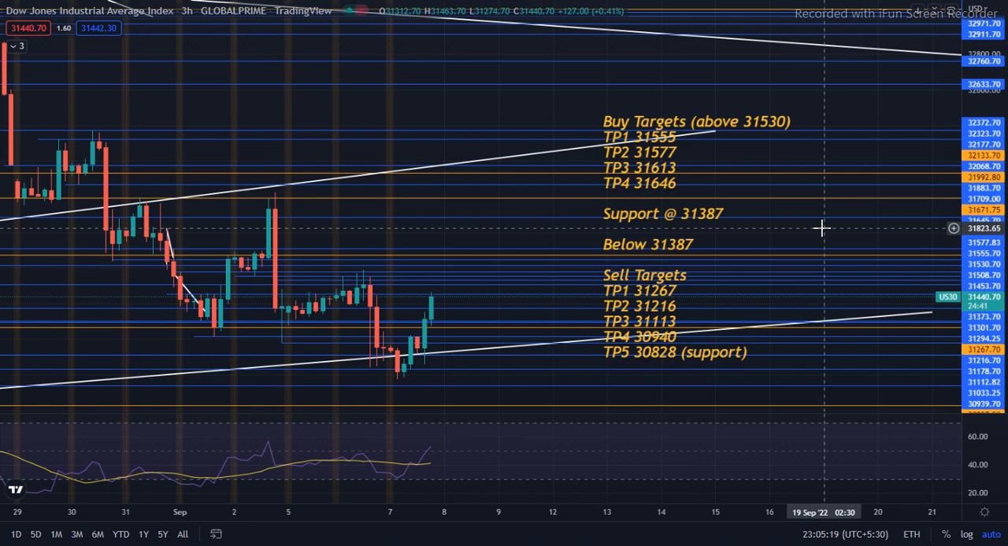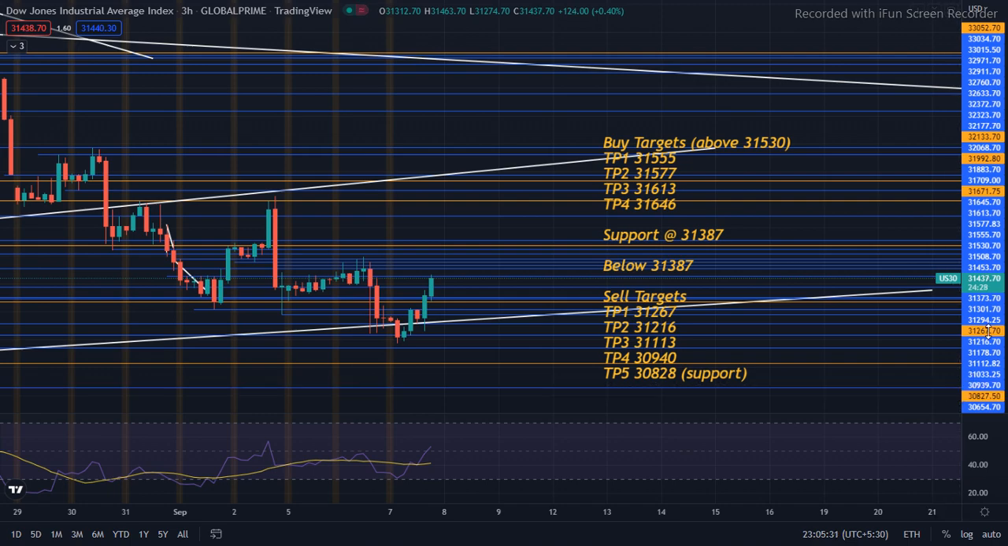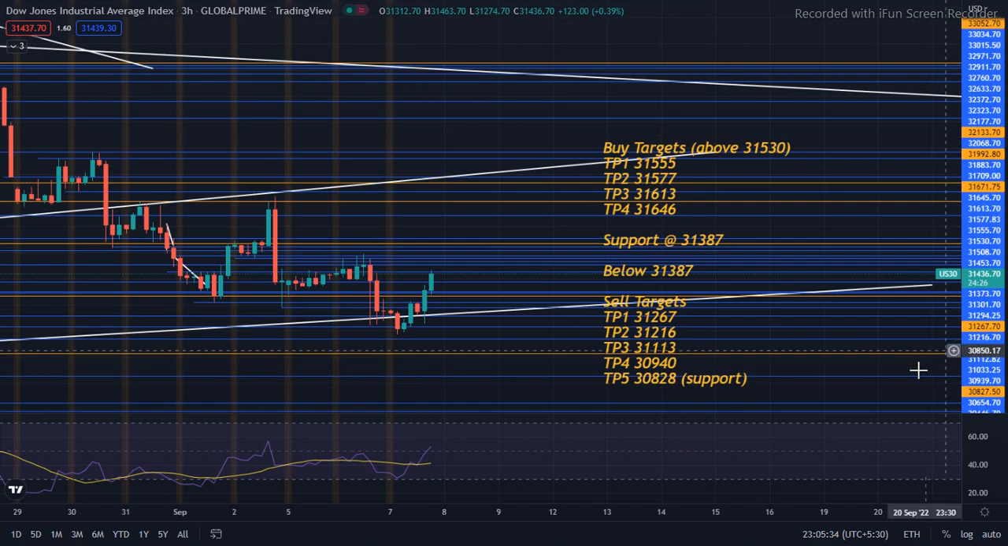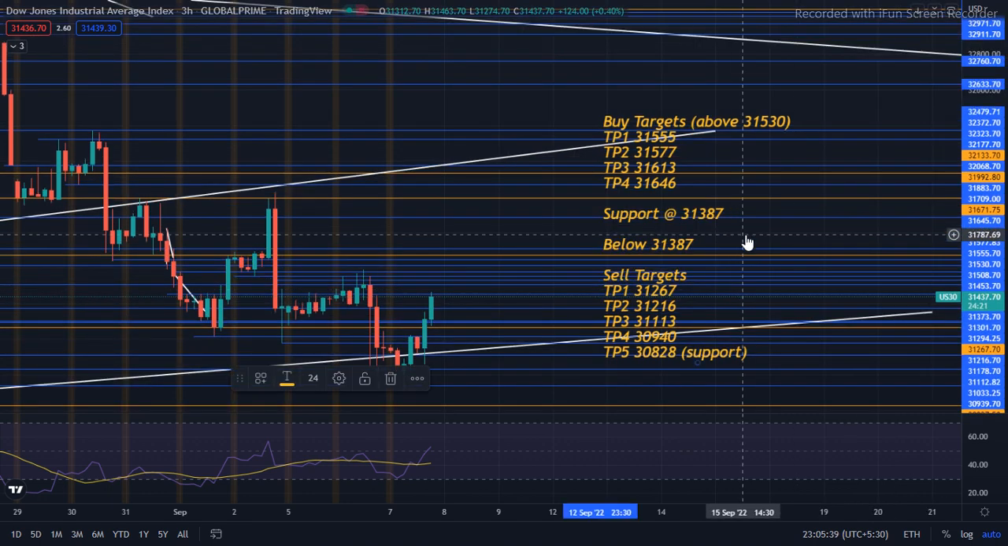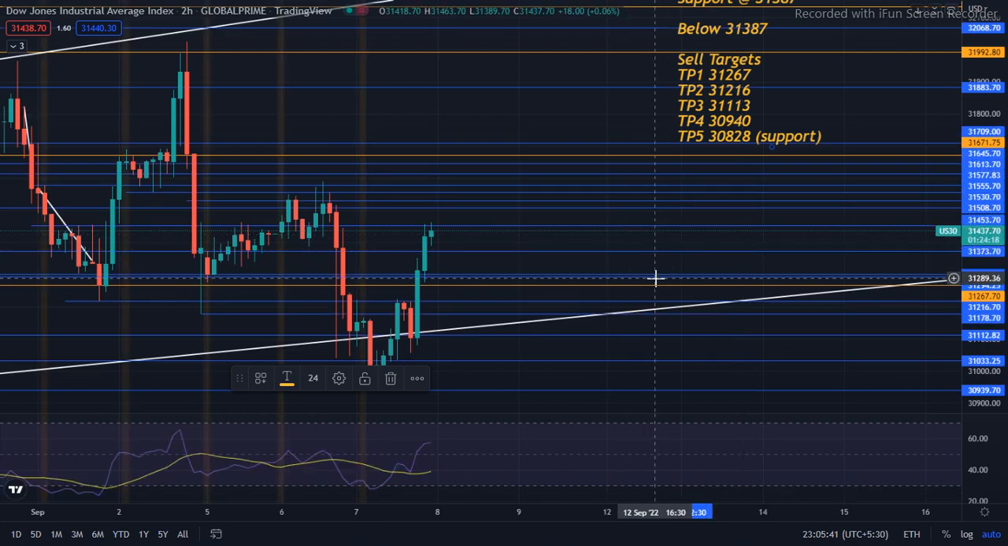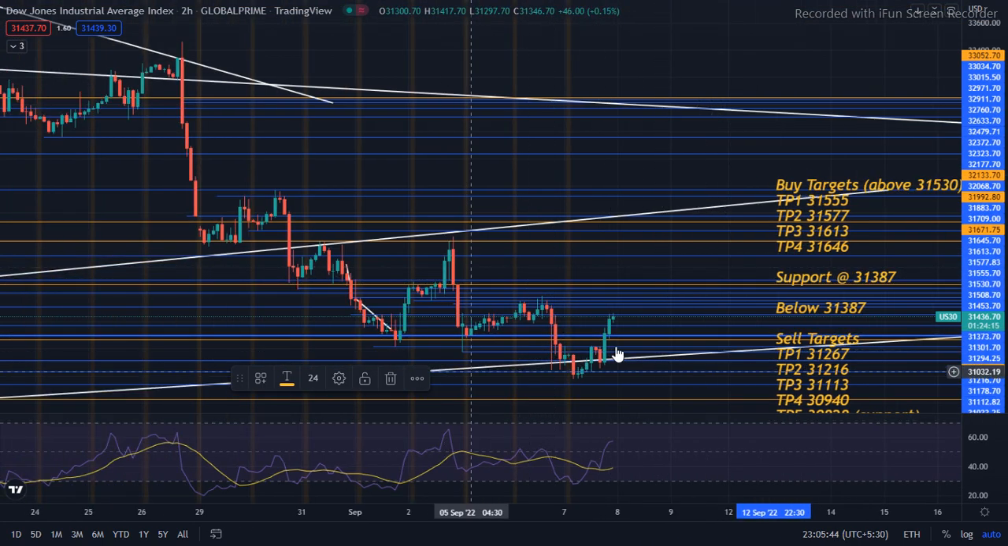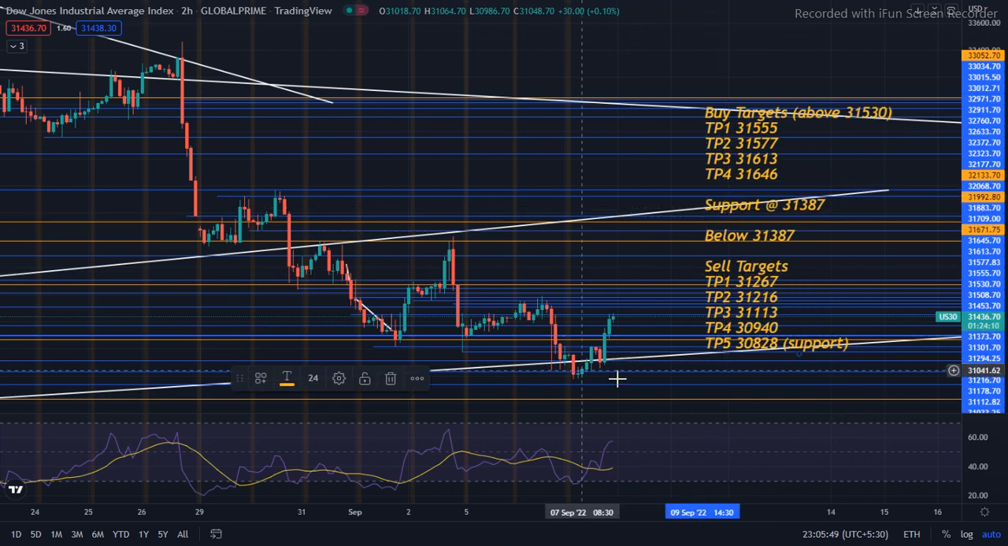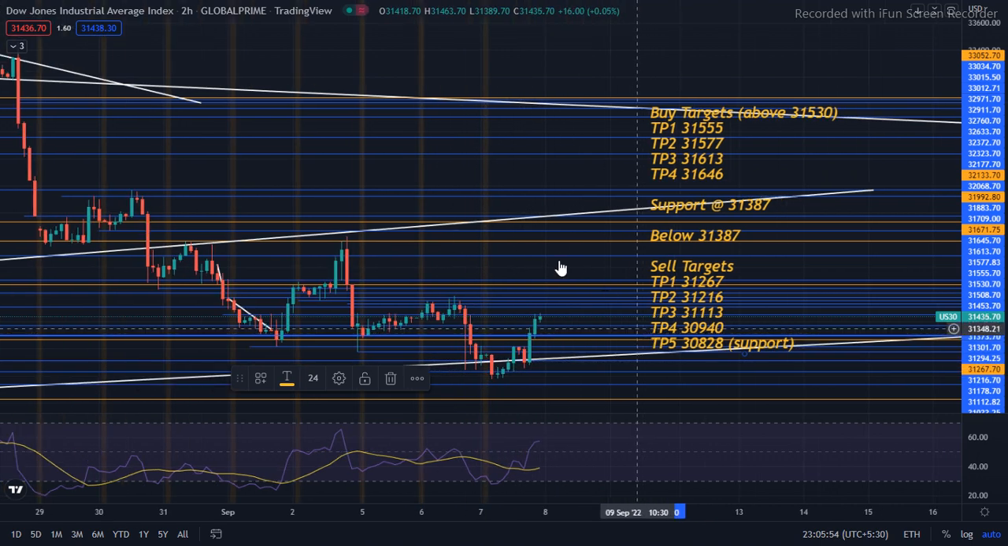The shorting targets will be 31267 as the first target, followed by 31216, followed by 31113, followed by 30940, followed by 30828. 30828 is the support level also. All right, let us see in the smaller time frame also. Today we got some good bounce. At the historical trend line we couldn't go to the support level; we couldn't reach the support level. I was saying to watch out for these swing levels because they can accumulate some volume and take a pullback, and it did the same thing.